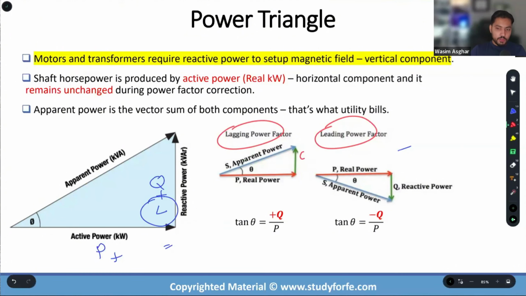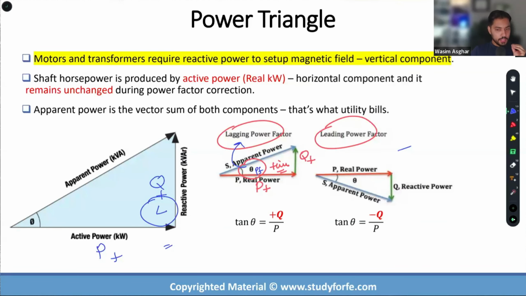So when we have Q pointing upwards and P is positive, the angle that we see over here is going to be positive. The issue that I find students struggling with, with lagging and leading power factor, is that theta power factor being positive for something that is lagging causes confusion, because lagging by default intuitively would mean something that is falling behind or that is negative.